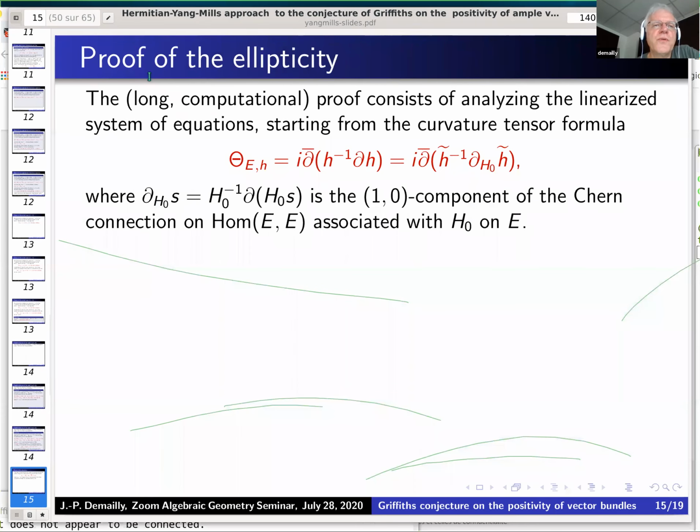Okay, so proof. I'm giving very briefly the formulas. This is the standard way of computing the curvature tensor in matrix form. So you take H to be the Hermitian matrix in some coordinates, you compute del of h, multiply by h minus 1, and then take del bar of this. Or you can do this in terms of the associated endomorphism. Then if you take the associated endomorphism, you should rather consider the Chern connection with respect to the base Hermitian metric, but that's a minor technical detail.